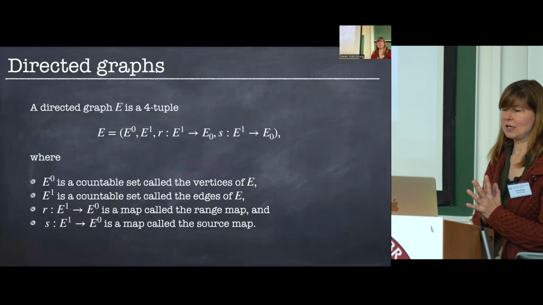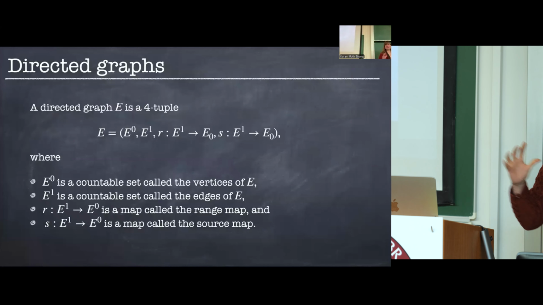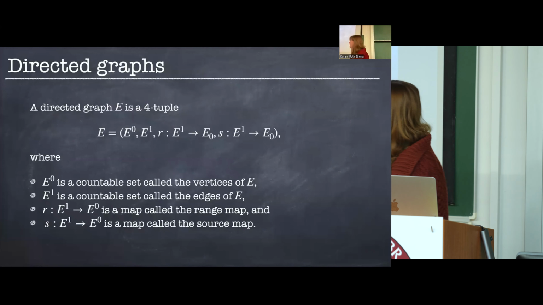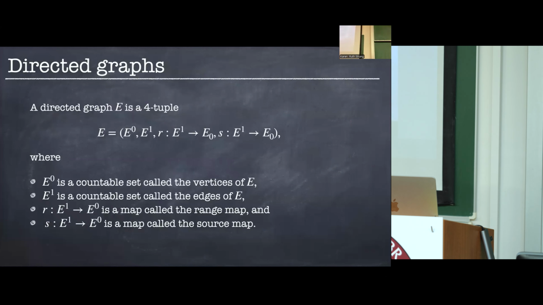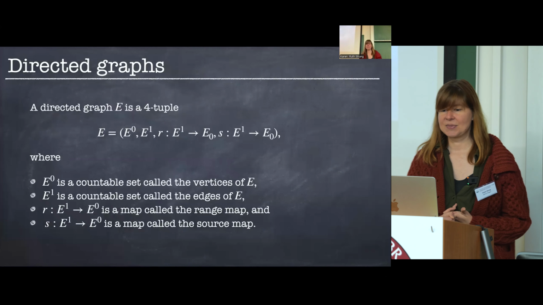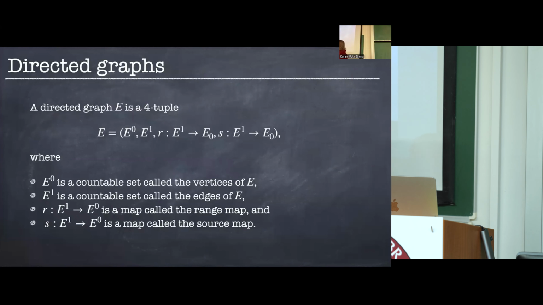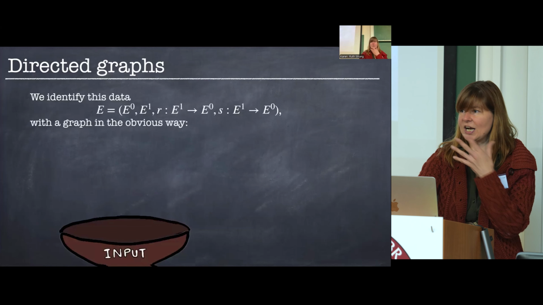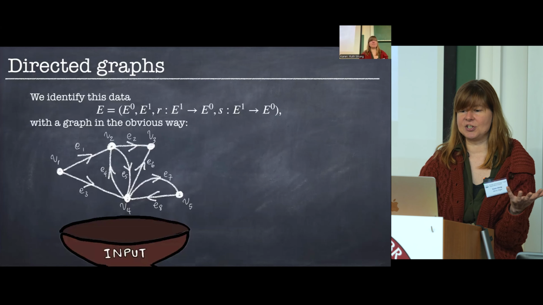Okay, so part of my talk was graph C-star algebras, so let me tell you what I mean by a graph. In particular, I want a directed graph. So this is going to be a four-tuple consisting of two countable sets. So E0 we're going to call the vertices of our graph E. E1 is the set of edges of E. And then we have these two maps R and S, the range and source maps, which are just set theoretic maps from the edges to the vertices. So we identify this data with a graph in the obvious way.